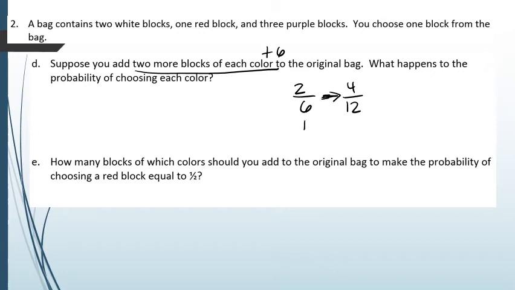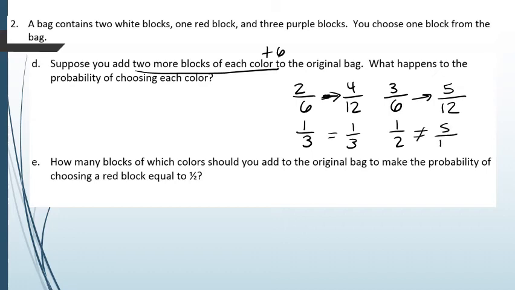Well, 2/6 was originally equal to 1/3. 4/12. Does that equal 1/3? Yep. Let's look at a different color though. For example, we had 3 out of 6 blocks that were purple. Again, if we add the 6 additional blocks, 2 of each color, we're going to have 12. And then if I add 2 more purples, I'm going to have 5 out of 12. Well, 3 out of 6 is equal to 1/2. What about 5 out of 12? Not equal to 1/2.